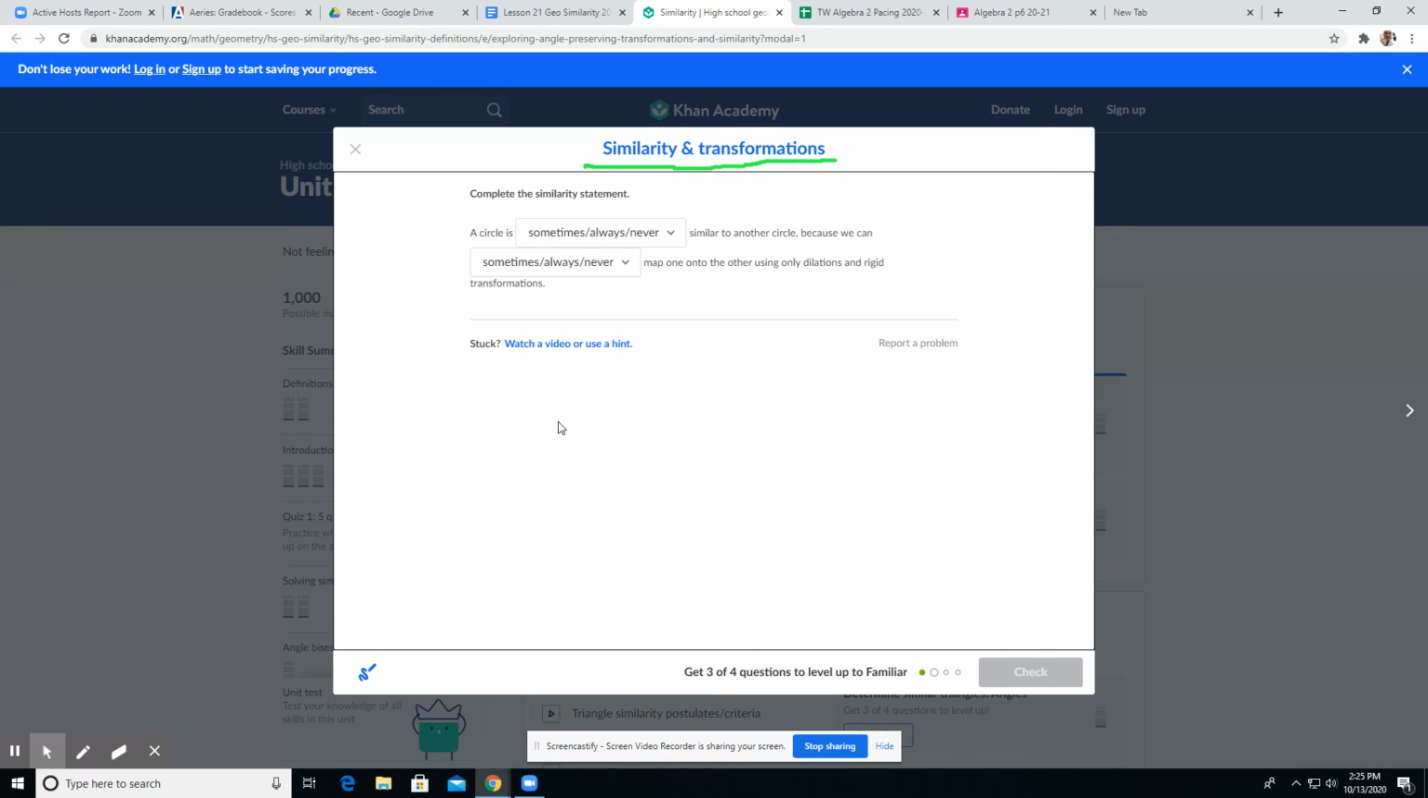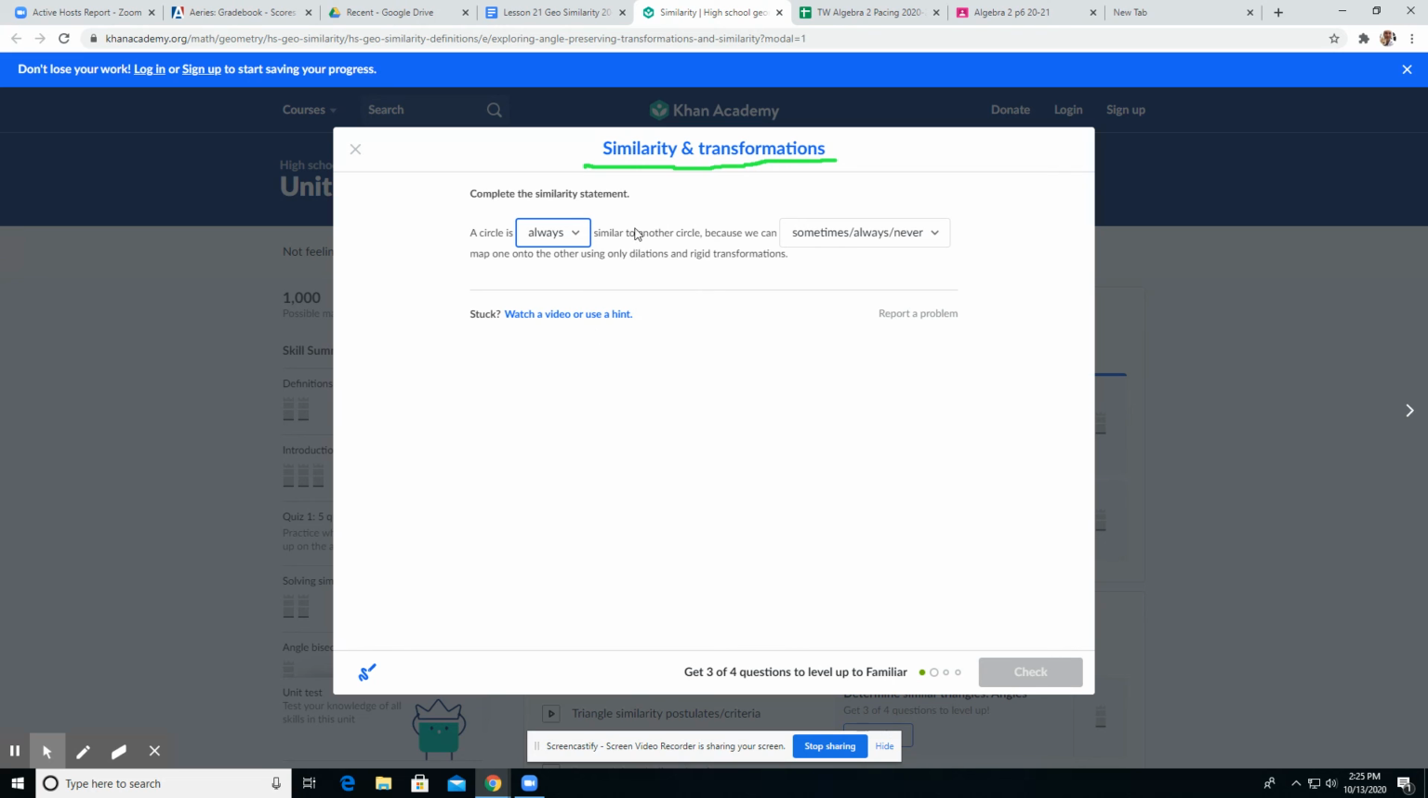A circle is sometimes, always, or never similar to another circle. Okay, so circles, as long as you're not stretching them vertically or horizontally, it sounds okay. Yes, if you stretch it, it becomes an oval. So all circles are always similar.